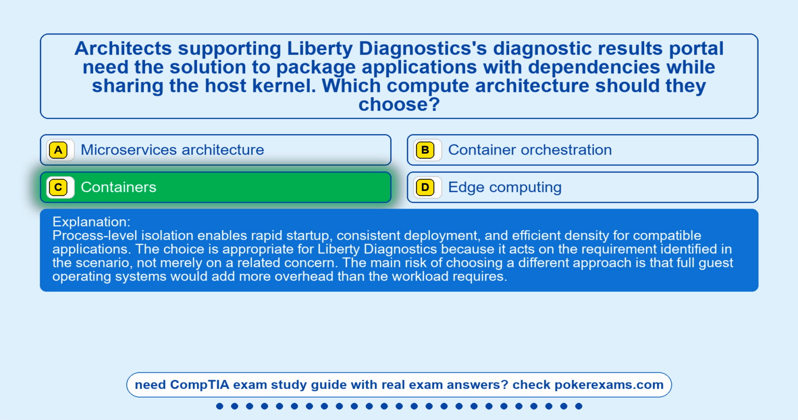Process-level isolation enables rapid startup, consistent deployment, and efficient density for compatible applications. The choice is appropriate for Liberty Diagnostics because it acts on the requirement identified in the scenario, not merely on a related concern. The main risk of choosing a different approach is that full guest operating systems would add more overhead than the workload requires.